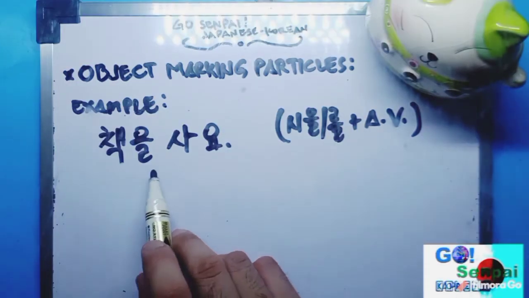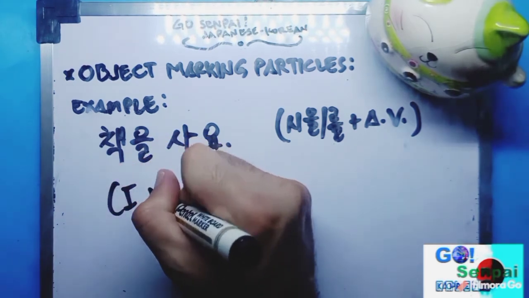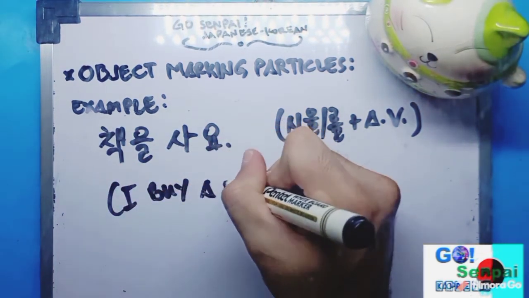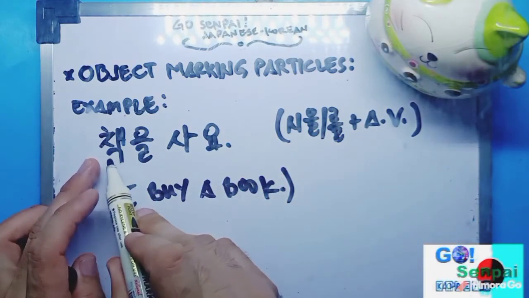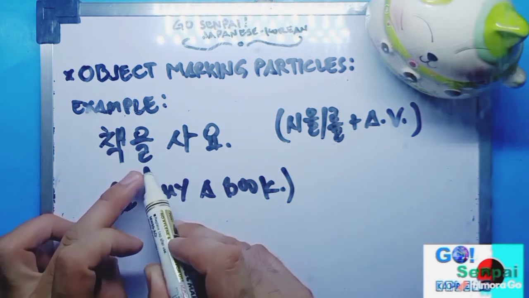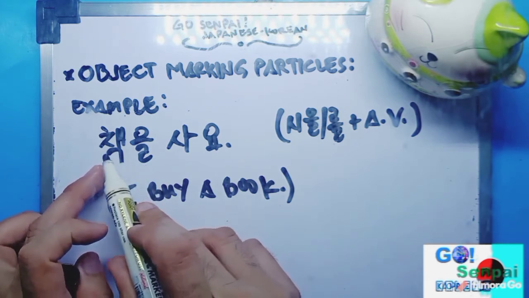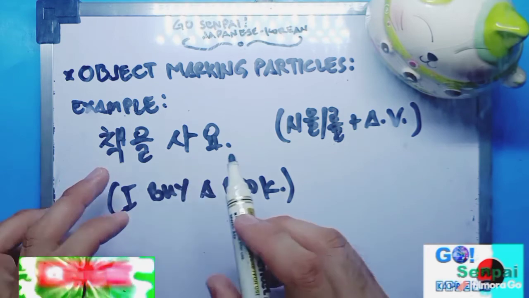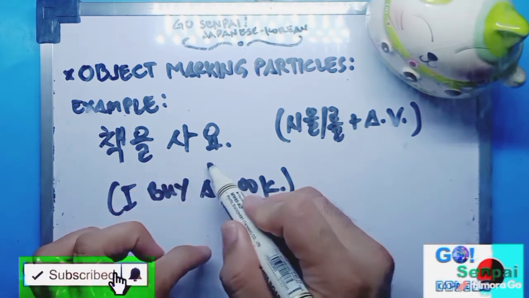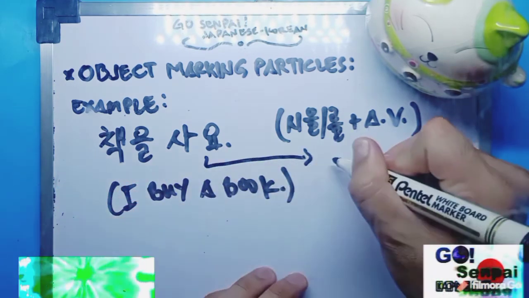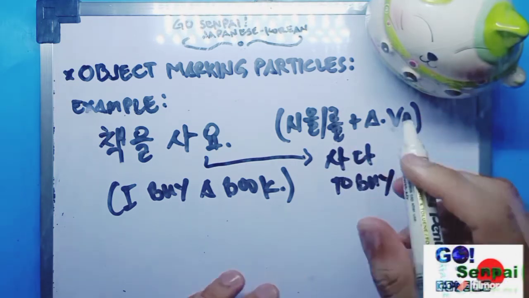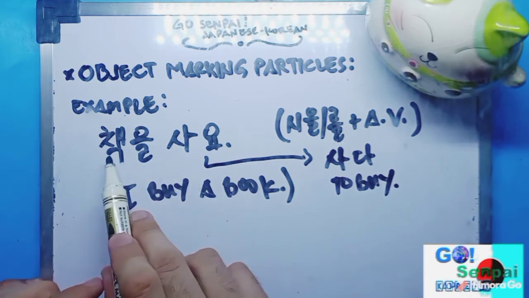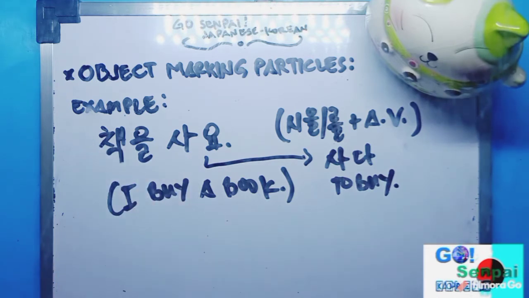Another example, 책을 사요. I buy a book. Our noun here is 책, book. It ends with a consonant, so we use 을. And then our action verb here is 사요. Base form is 사다, to buy. So the object of our verb here is the book. That's all for the object marking particles.